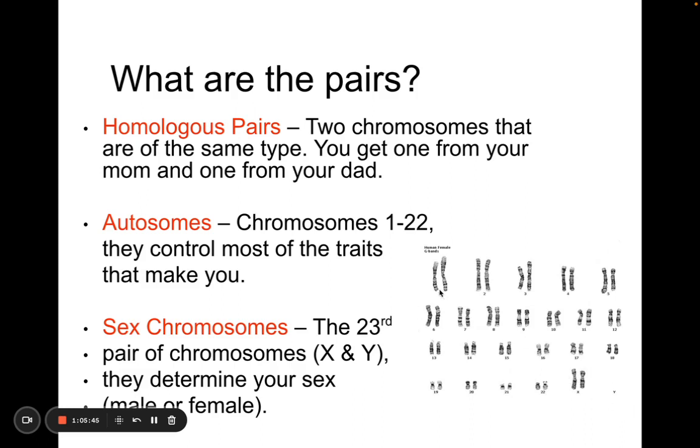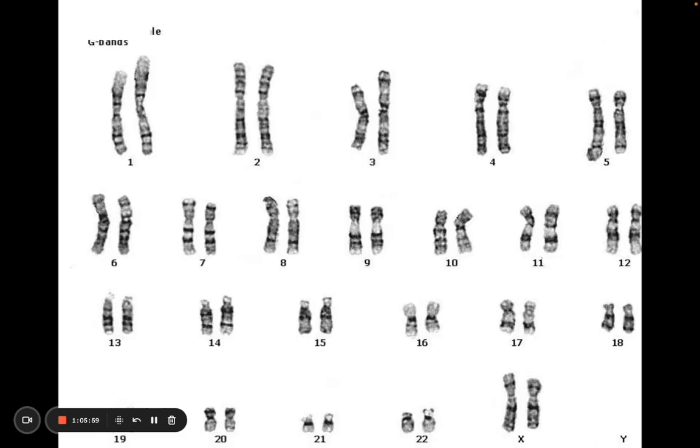So we have autosomes, okay? Those are your normal chromosomes, which control all of the traits that make up you besides your gender, and that is chromosome number 23. That is your sex chromosomes, okay? XX in females, XY in males.